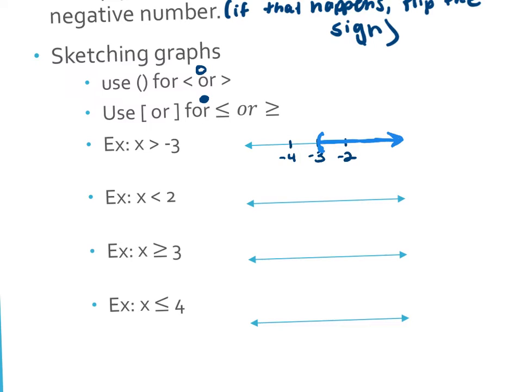If it was x is less than 2, like the next one, again, you want to put 3 numbers, so 2 in the middle, 1 less than, 1 bigger than. Less than is going to be a parentheses pointing to the left.